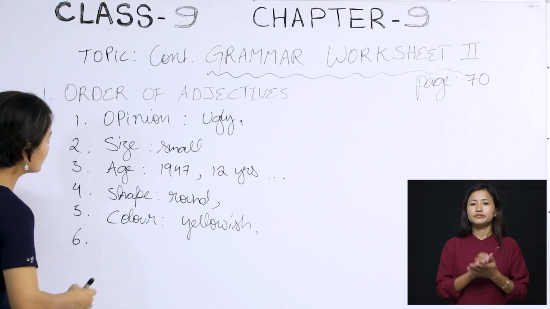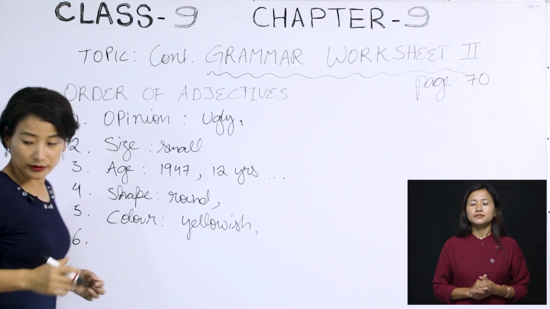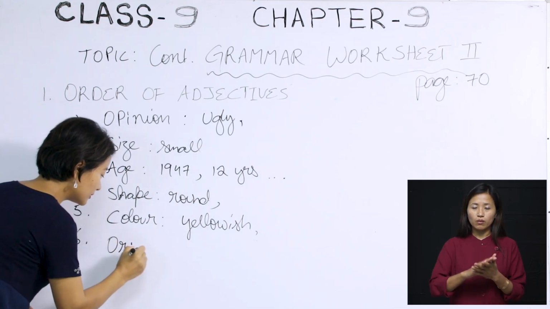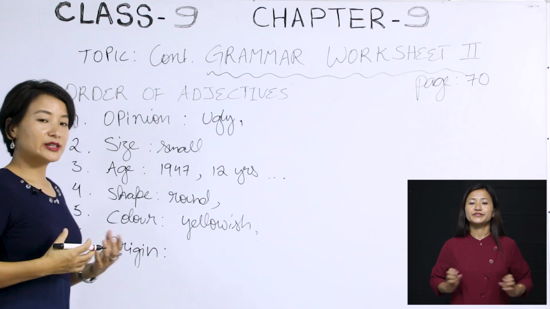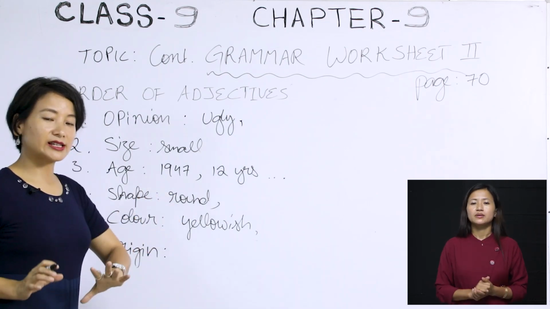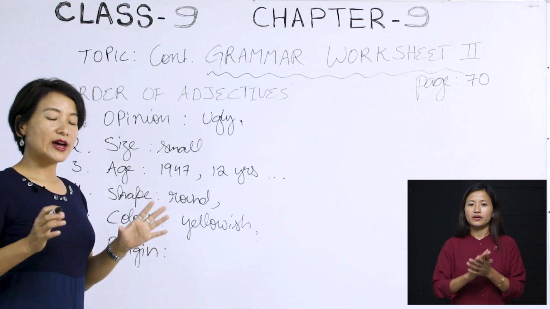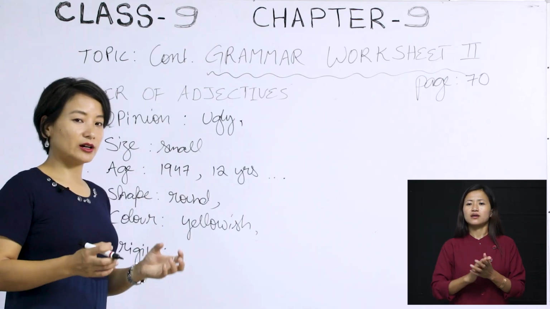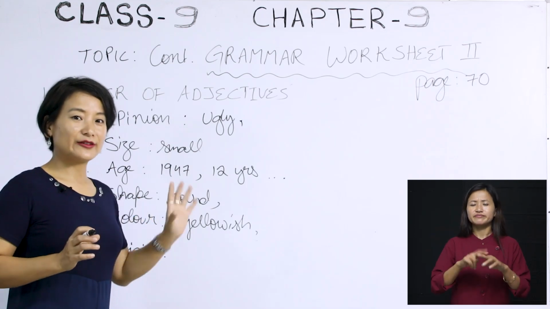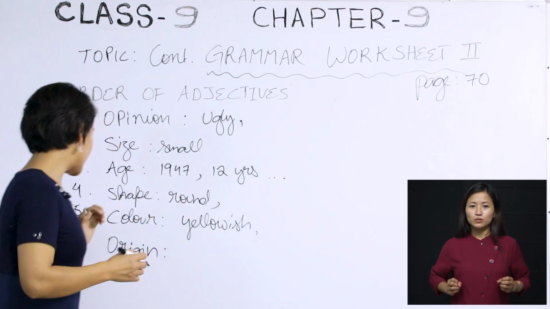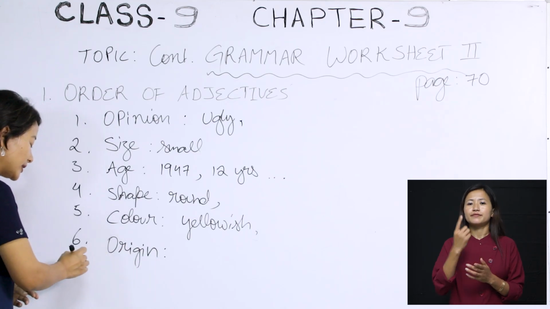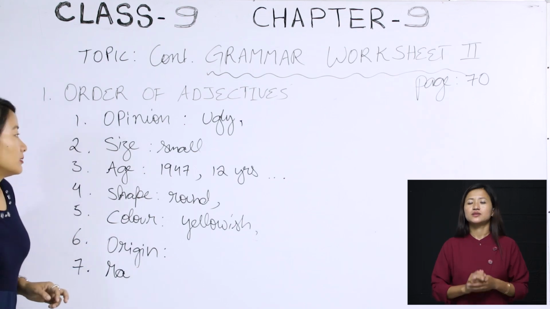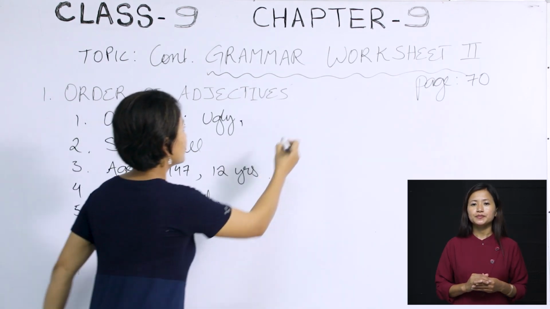Then comes origin, where it is made. You have that there in your text, examples like French, Italian, Indian-made. You can also say oil painting. What kind of oil painting? French oil painting. See, the word French comes first in that case. So that's the origin here, where it is made. Then material. Okay, I'll put it here.